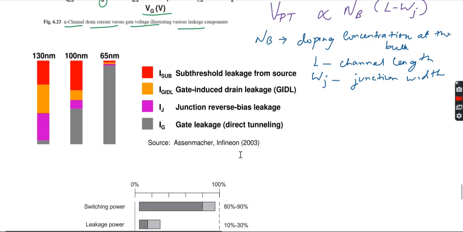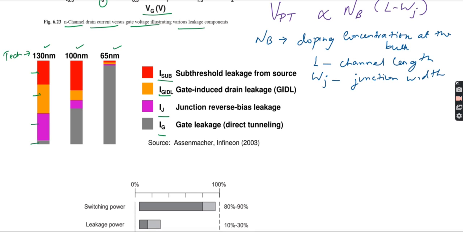With this effect, you can see one more thing we are showing here: this will be your technology, which is gradually improving, meaning the technology is scaling down: 130 nanometer, 100 nanometer, 65 nanometer, next 45 nanometer, and so on. You see the colors shown here. This one shows the subthreshold leakage from the source. This one is the gate induced drain leakage current. Then this is the junction reverse bias leakage. The last one, the gray color, shows the gate leakage, direct tunneling.